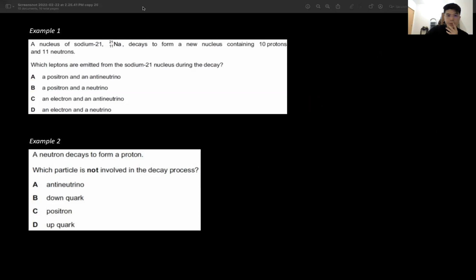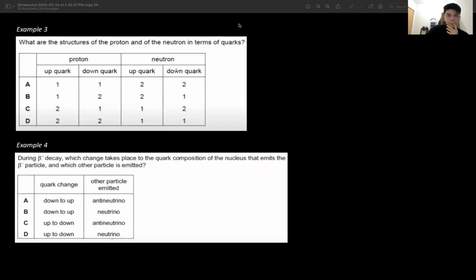Okay, we go to example 3. What are the structures of the proton and of the neutron in terms of quarks? Okay, proton, UUD, neutron is UDD. Right, so proton is 2 up quark, 1 down quark. Out, this one out, 2 up quark. Okay, down quark is 1. This one is not correct.